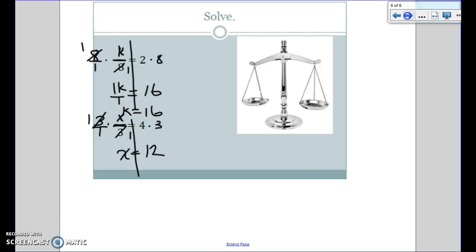So today's lesson, what I want you to be able to do is use one inverse step to get the variable isolated on one side of the equation. All right, we'll practice some more of this in class. That's all for today.